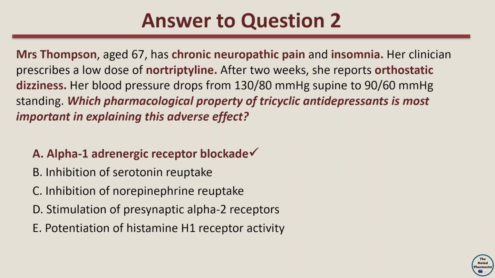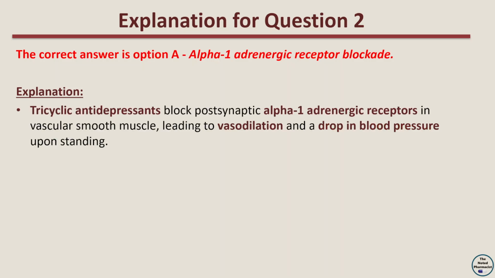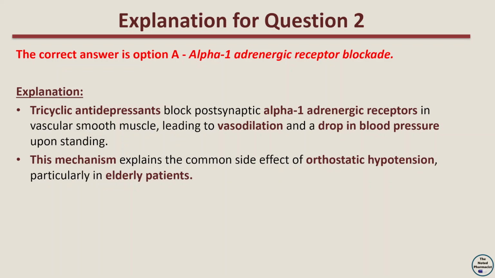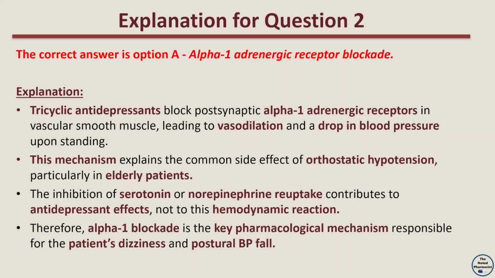The correct answer is option A, alpha-1 adrenergic receptor blockade. The explanation is that tricyclic antidepressants block postsynaptic alpha-1 adrenergic receptors in vascular smooth muscle, leading to vasodilation and a drop in blood pressure upon standing. This mechanism explains the common side effect of orthostatic hypertension, particularly in elderly patients. The inhibition of serotonin or norepinephrine reuptake contributes to antidepressant effects, not to this hemodynamic reaction. Therefore, alpha-1 blockade is the key pharmacological mechanism responsible for the patient's dizziness and postural blood pressure fall.